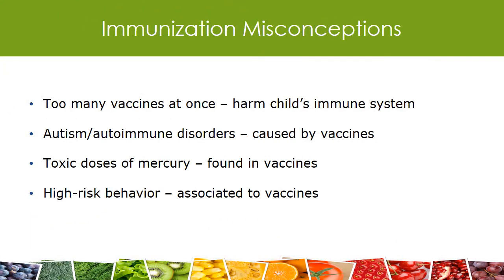Some parents have concerns about vaccinations, and a lot of that has to do with misconceptions about immunizations. So one misconception is that some people think if a child is given too many vaccines at once, that it could harm the child's immune system. But that is not true, it won't actually harm the child's immune system. And then you've probably heard that some people think that autism can be caused from immunizations. But again, this has been proven to not be the case.